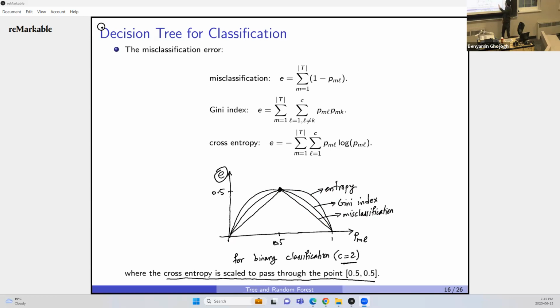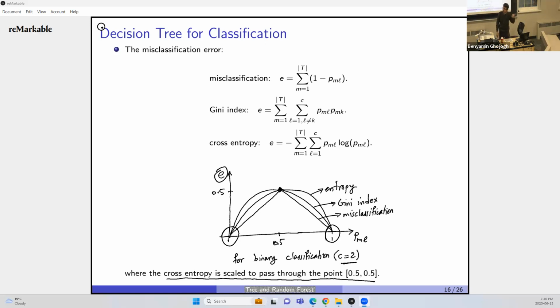You see the pattern? And what does it mean? What does this plot mean? For all of these 3 loss functions, the error is maximized when PML is close to half. What does it mean? It's completely confused, right? As I said, when PML is close to 1, it means how pure that region is. Okay? So close to 1, the error should be almost 0. But why is it that close to 0 the error is also close to 0?